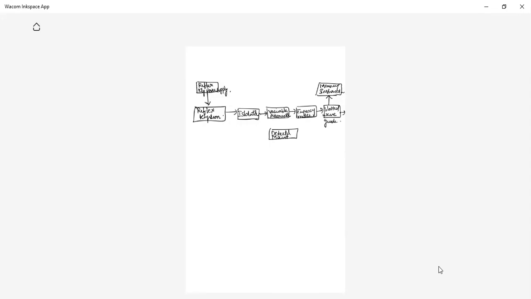You need to explain each one of these in at least one to two lines. Sometimes they will ask about these things. Explain the microwave test bench setup means you have to draw this diagram and explain one or two lines about each one.